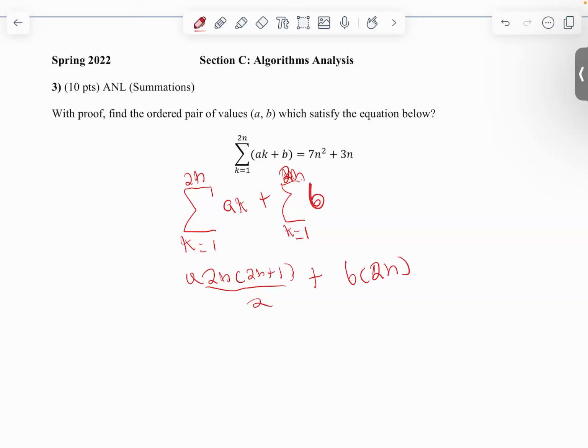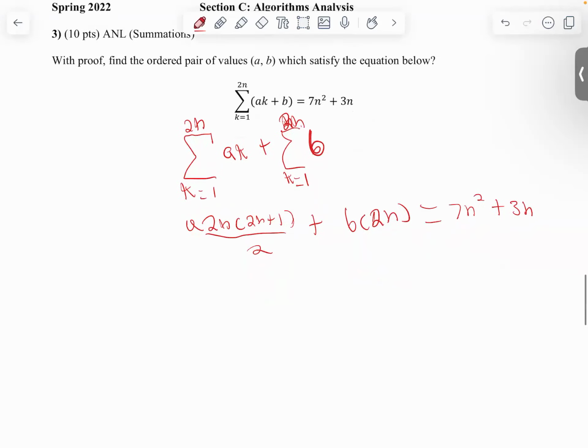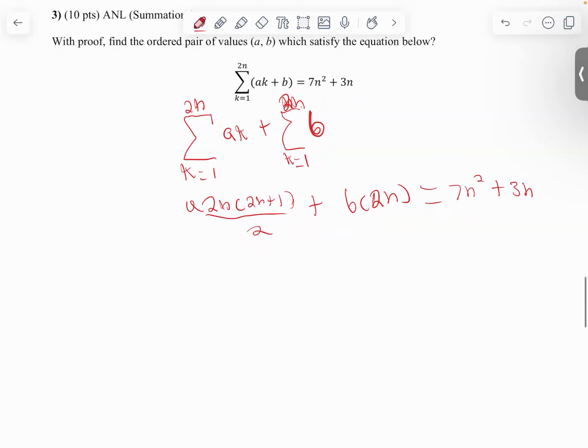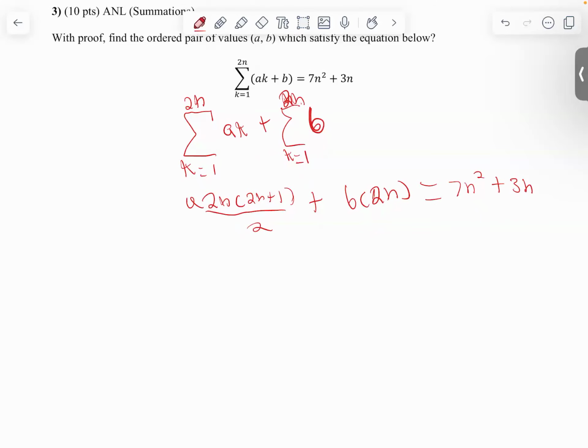And we're going to set this all equal to 7n squared plus 3n, because we're trying to solve for a and b. So it's going to end up being not a system of equations, but just algebra to try and find out a and b.